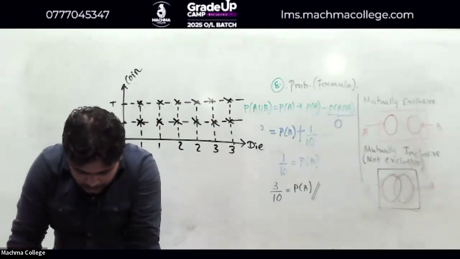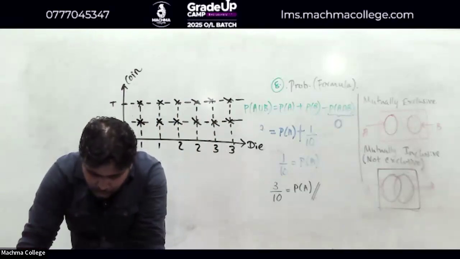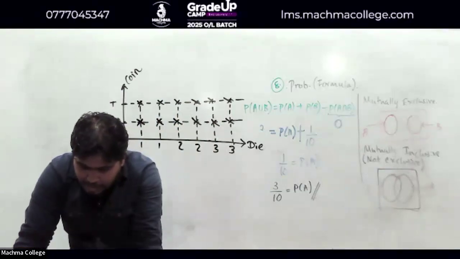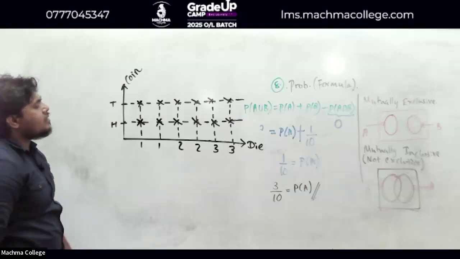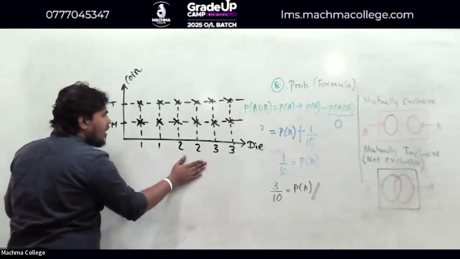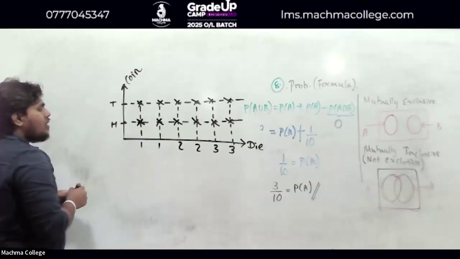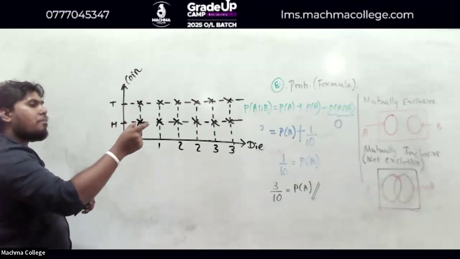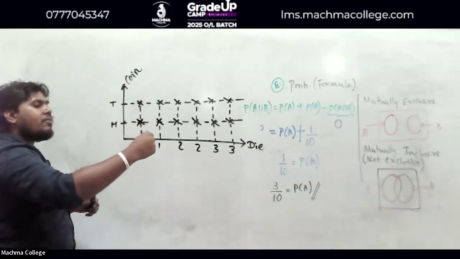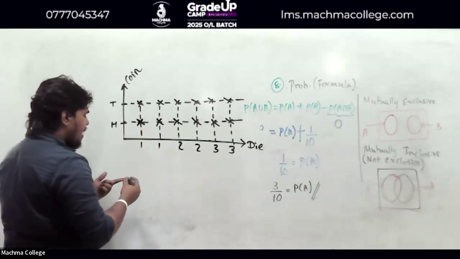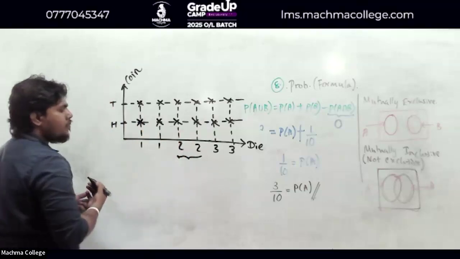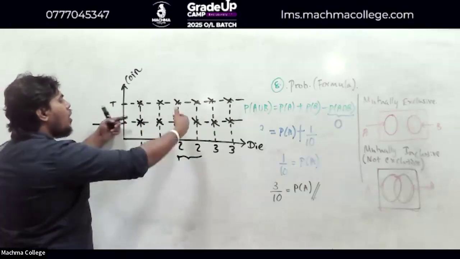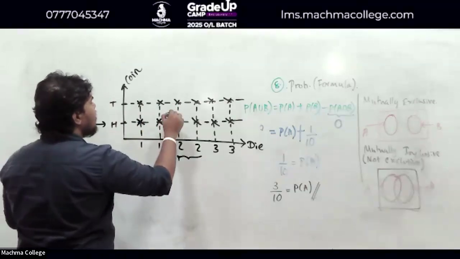Next, what do they say? Calculate the probability of an even number on the die with the coin being heads. Even number on the die and heads from the coin. When they ask you such an event, don't panic. Take it part by part and mark it. Even number on the die, mark it. Head means this. Now mark both of them.